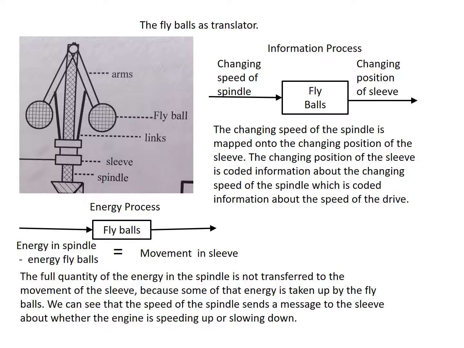Now the energy process, you can see, once again, the flyballs translate. On the one side, you have the energy in the spindle minus the energy in the flyballs equals the movement in the sleeve. The full quantity of the energy in the spindle is not transferred to the movement of the sleeve because some of that energy is taken up by the flyballs. We can see that the speed of the spindle sends a message to the sleeve about whether the engine is speeding up or slowing down.